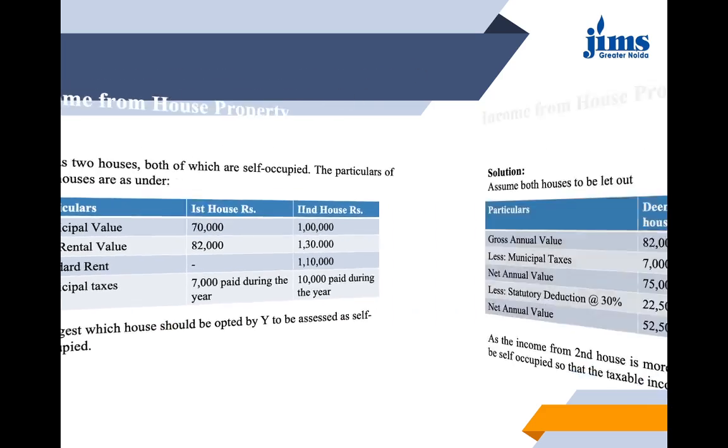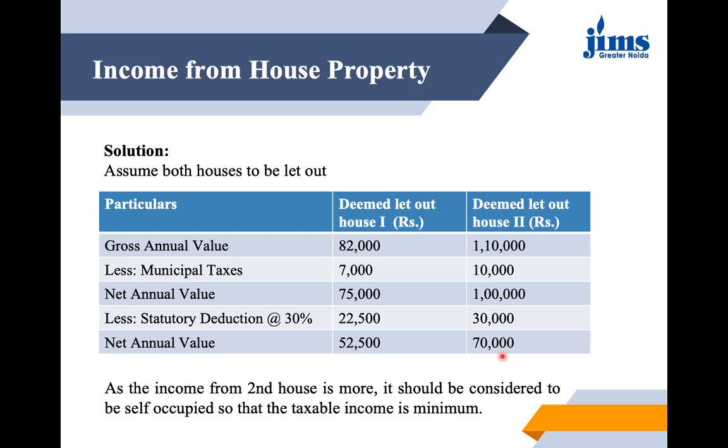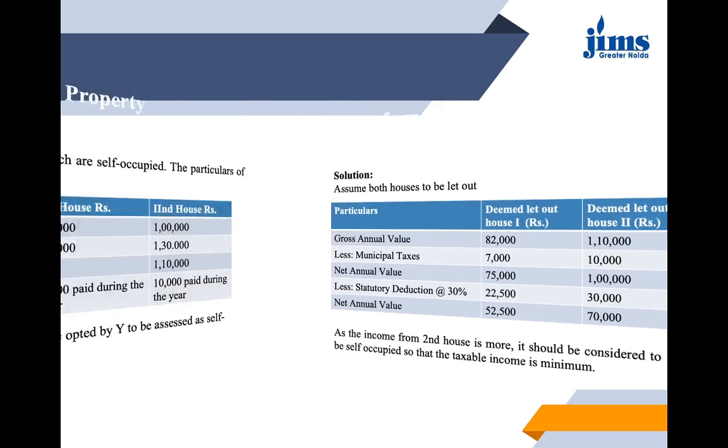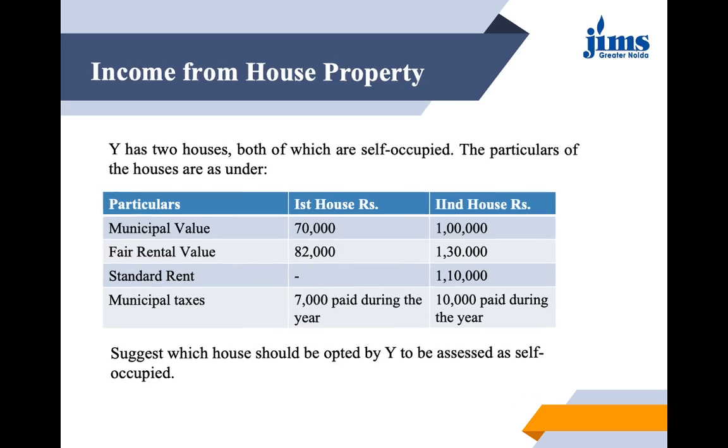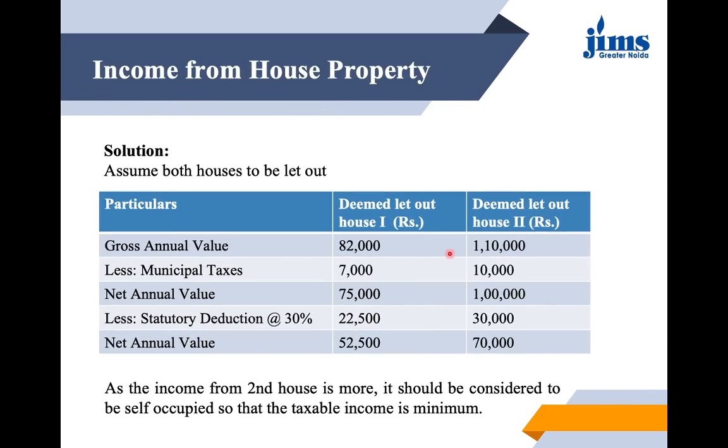Let us see the calculations. First of all, we need to assume that both the houses are let out. In that case, let us see the gross annual value first of all. For the first house, why is it considered as 82,000? Because the municipal value or fair rent, whichever is higher, is considered. So 82,000 would be considered for this house and 1,30,000 for this house. But it cannot go beyond the standard rent, which is 1,10,000. So it is 82,000 and it is 1,10,000. Then further we need to subtract the municipal taxes that we have paid and obtain the NAV, that is 75,000 in this case and 1 lakh in this case.